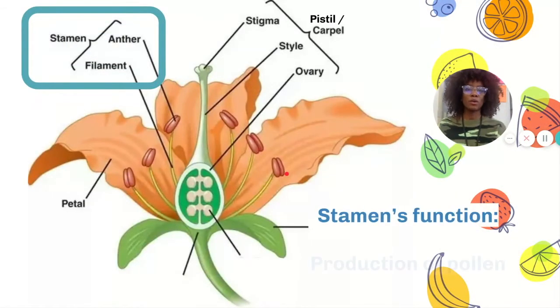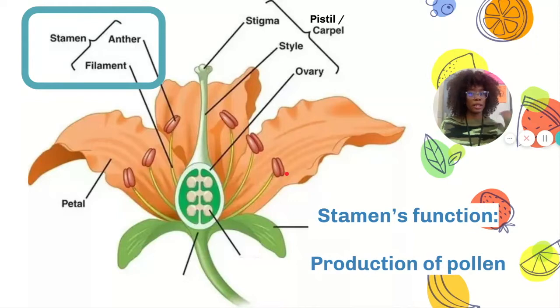Okay, so now here's another flower, another diagram, but look, it's the exact same things that we've just seen. This right here is the stamen, right? And this right here is the pistil or the carpel. Okay, it just looks a little bit different because it's a different type of flower, but it's the exact same structures.